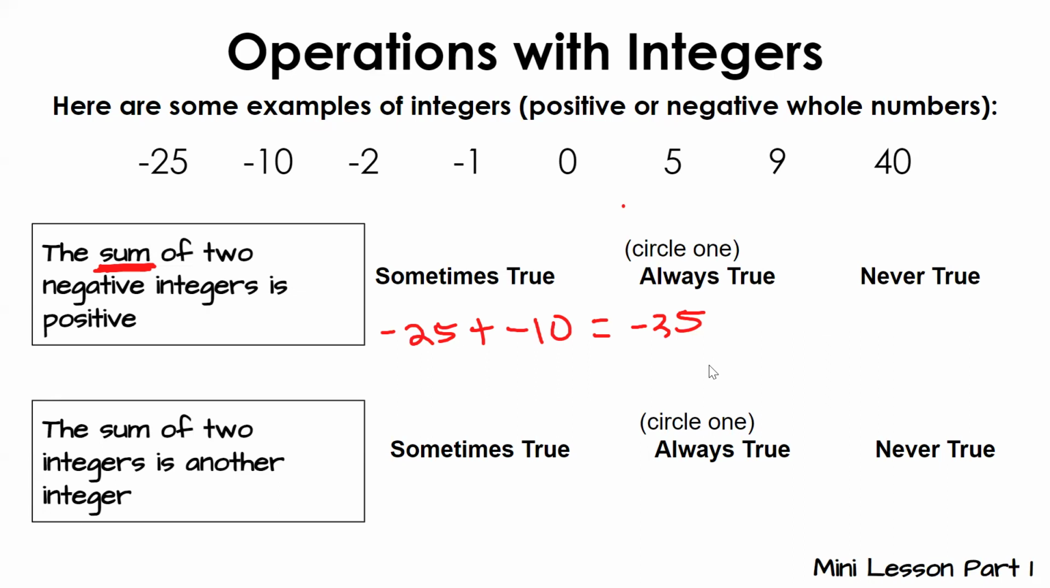Okay. So is that a positive number? No. Okay. So what we're trying to do is create a scenario that proves this statement to be false or to be true. Can we use a couple other numbers? What if we did -1 plus -2? What does that give us? -3. Is that a positive number? No. So is this ever true? Is it true that if you add two negative numbers, you're going to get a positive number? No. So this is never true.